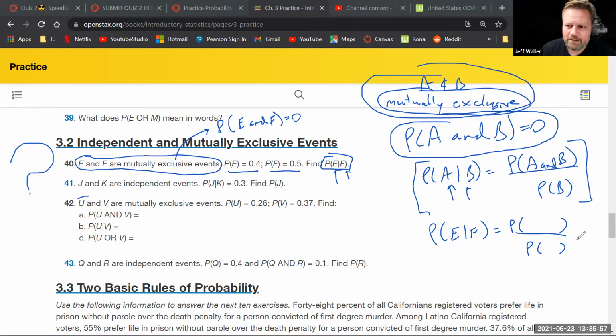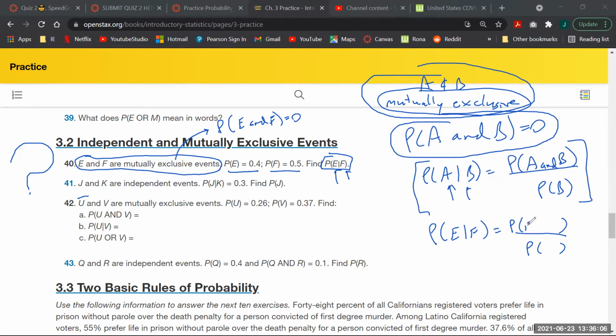We haven't shown that yet. We haven't proven that yet. What is the probability of E given F in formula form, so then I can actually plug stuff in? Probability of E and F, yes, divided by probability of F.